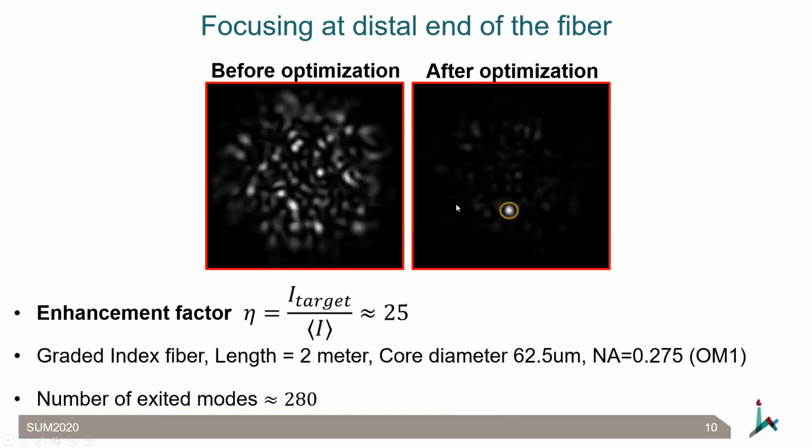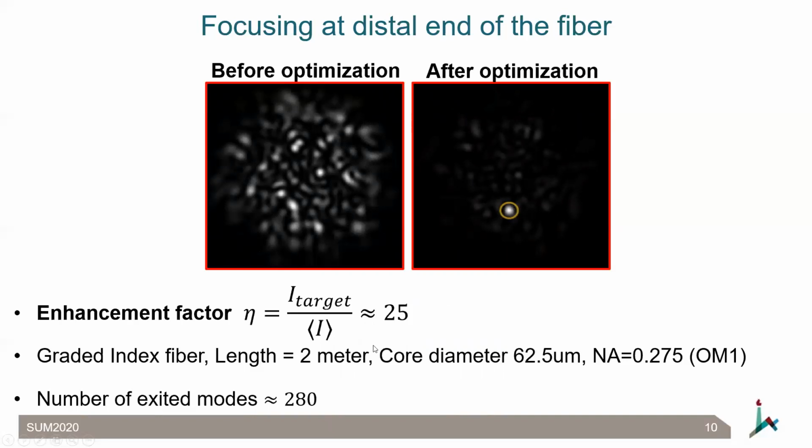So we wanted to test this idea, first on focusing the light to one spot at the output facet of the fiber. The algorithm looks for the voltages that will maximize the intensity in some spot that we choose on the camera. On the left, you can see the speckle pattern before the optimization. And on the right, you can see the pattern we get after the optimization, where most of the light is concentrated on the spot here.